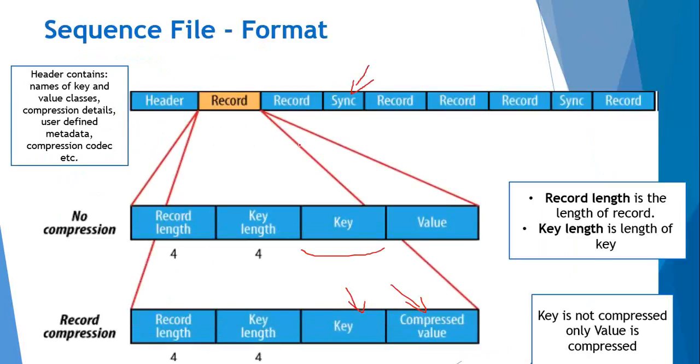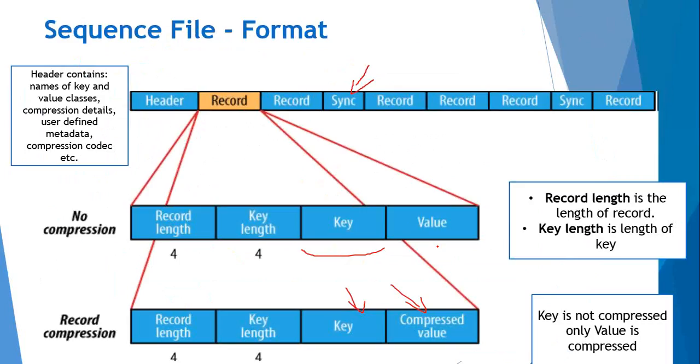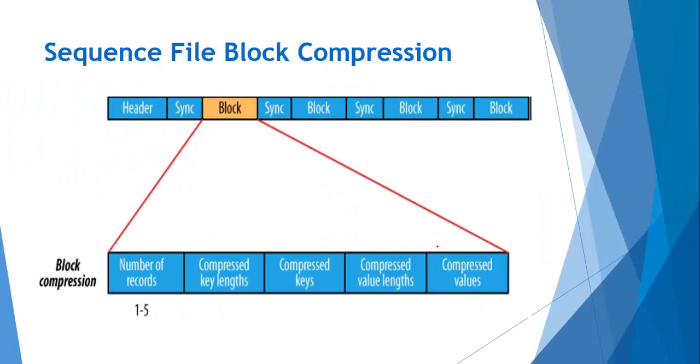So here we did a record compression. Here we did a block compression. So rather than compressing a record, we can do block level compression also. If you are doing block level compression, it will hold the number of records in the block, the compressed key lengths, the compressed keys, the compressed value lengths, and the compressed values. So we can enable both kinds of compression in these files, not only record level but block level also. So here is each record, and here is your block level compression.